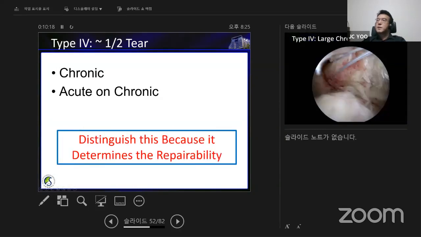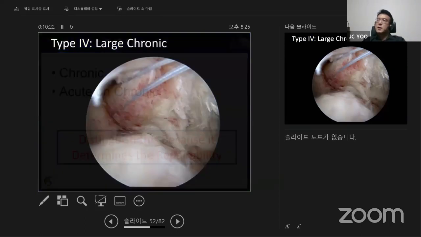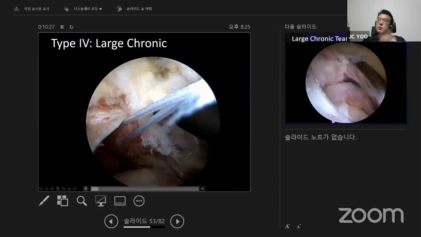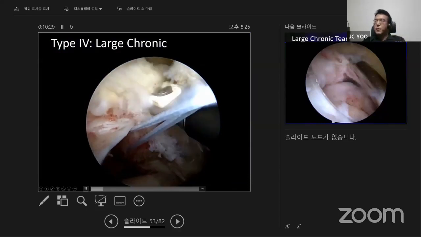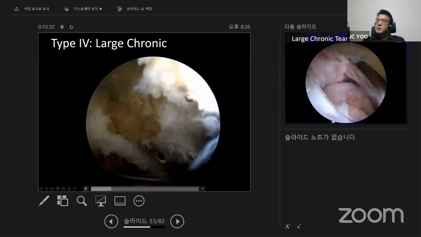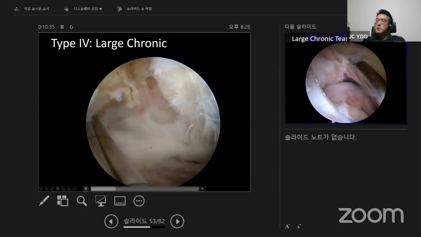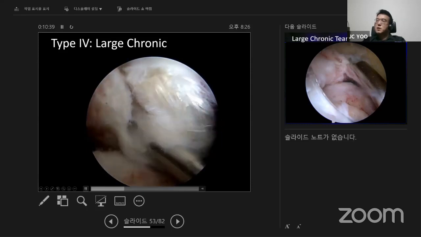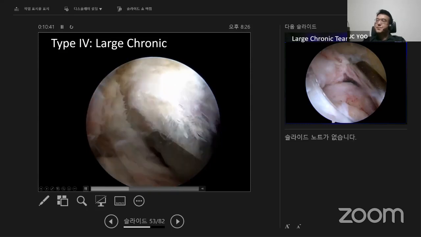And then in type 4, I want you to be looking at the chronic and acute on chronic types, because this is very important in determining repairability. Although it looks very, very large, some are repairable. Whereas like this case here, this is a large chronic tear, and you detach everything with all the adhesions from the coracoid right here.